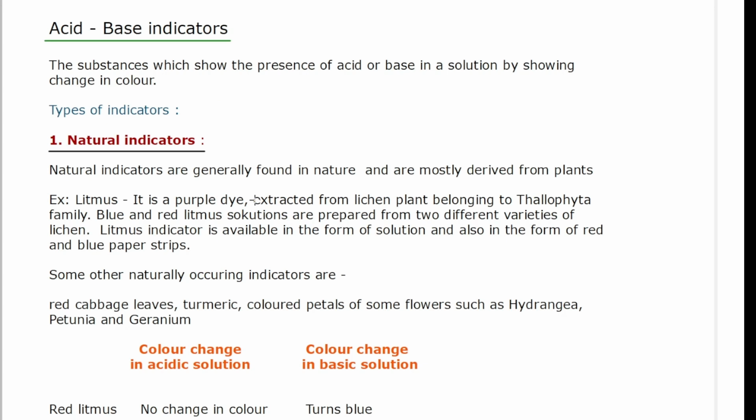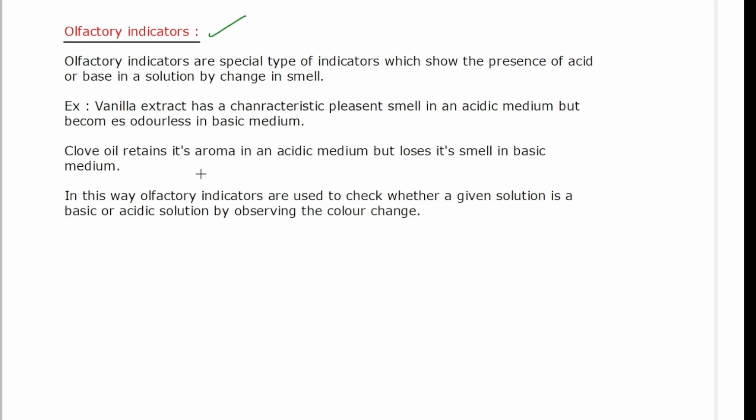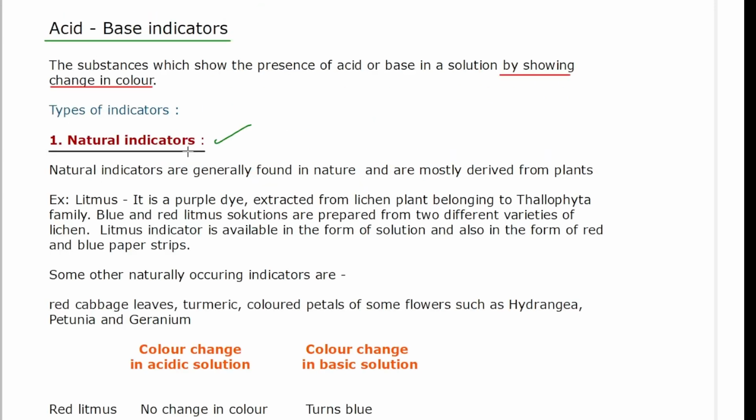Now, let's learn about the indicators. Indicators, as the name itself suggests, are used to test the presence of acids or bases. Acid base indicators show the presence of acid or base in a solution by showing a color change. Whenever you take a particular solution and test it with the indicator, it will change its color in a particular acid or base solution. We have three groups of indicators: natural indicators, synthetic indicators and olfactory indicators. Let's see the details of these indicators here.